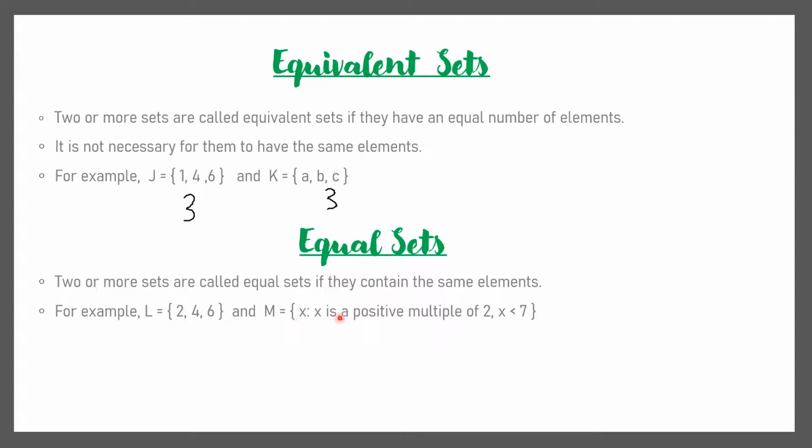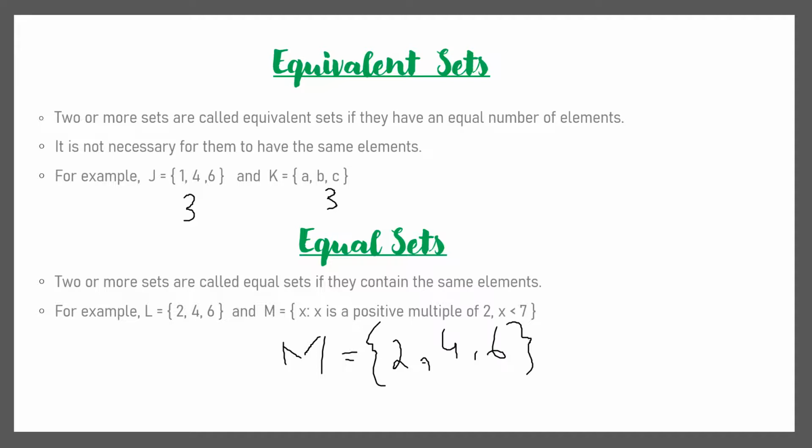Okay, so this M set is written in set builder notation. So first we should write it in tabular form so we can see which elements it contains. X is a positive multiple of 2 less than 7. So we have to write multiples of 2 but less than 7, meaning 2, then next is 4, then 6, and then 8, that is greater than 7, so we will not write that. Okay, so now count the number of elements: 1, 2, 3.